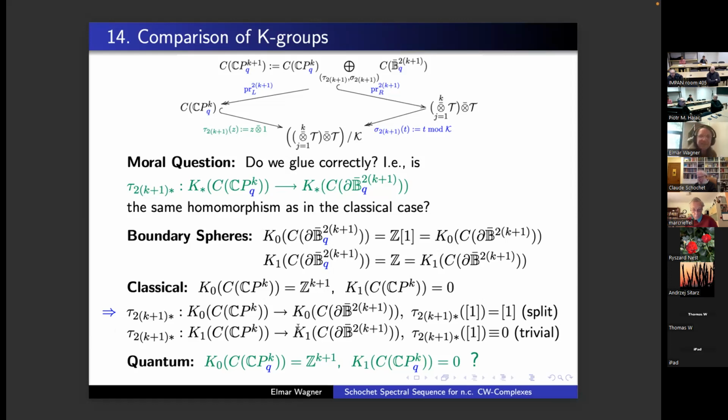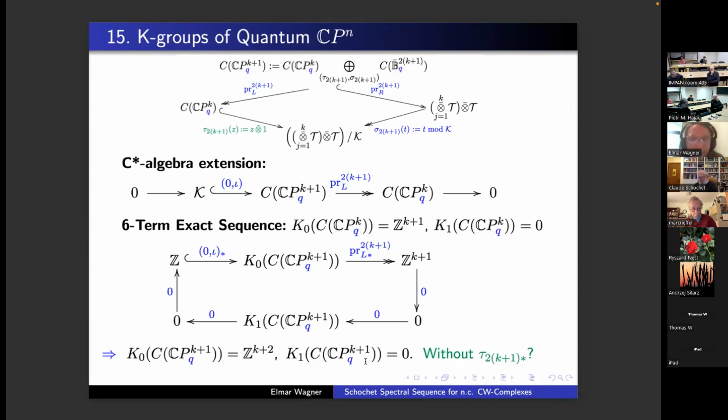So it indicates we do the right thing, and indicates we should really recover the classical K-groups, because we use the same map, which has all the information about the gluing on the K-theory level, and does the same thing. So okay, now I start chasing 6-term exact sequences.